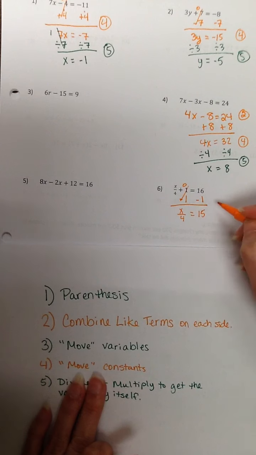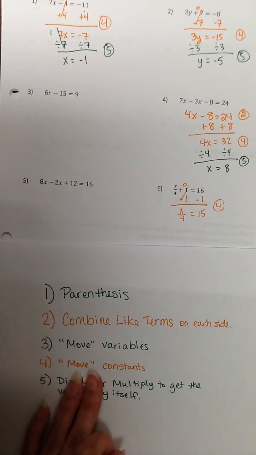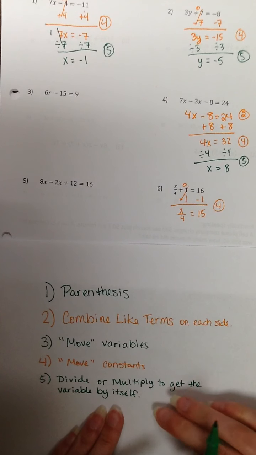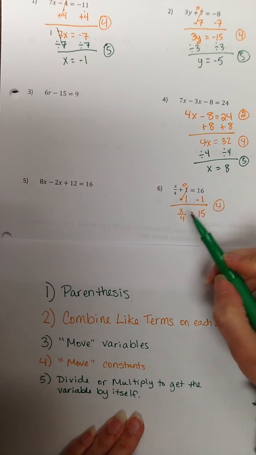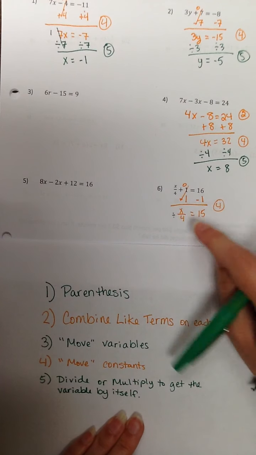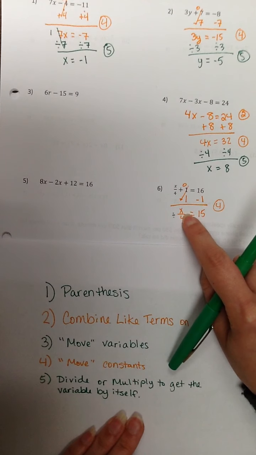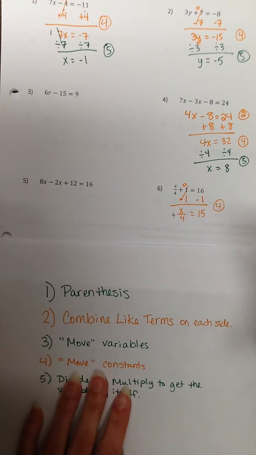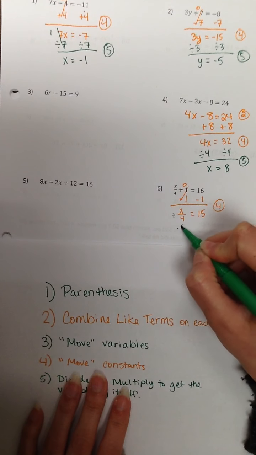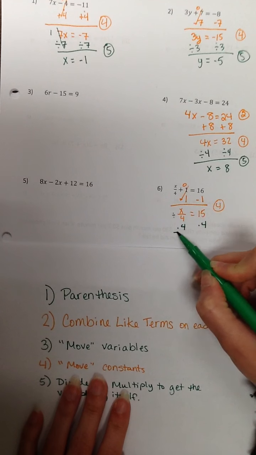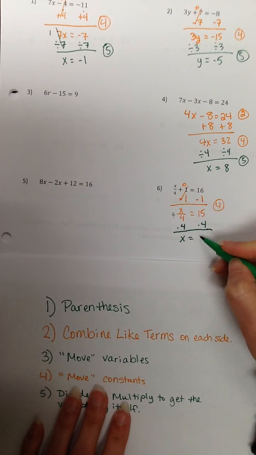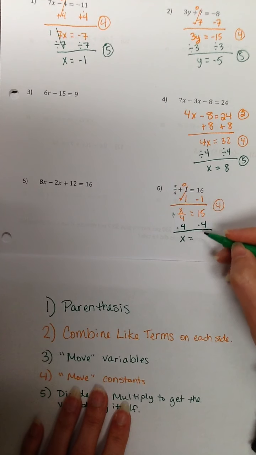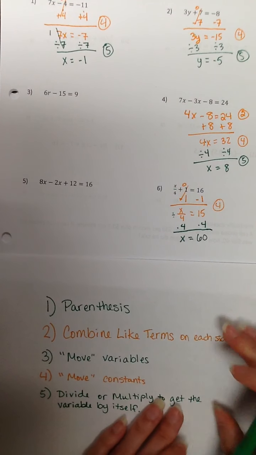Now when I move, and that was step 4. Now when I move on to step 5, dividing or multiplying to get the variable by itself, I see that I have division here. The x is being divided by 4. So in order to get rid of division, I'm going to multiply both sides by 4, and I get x equals 60.